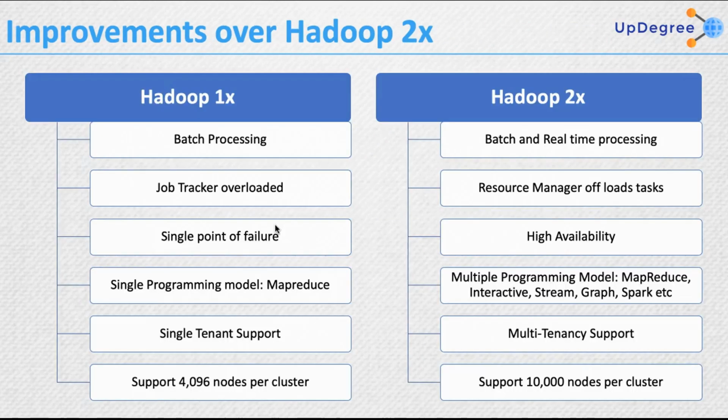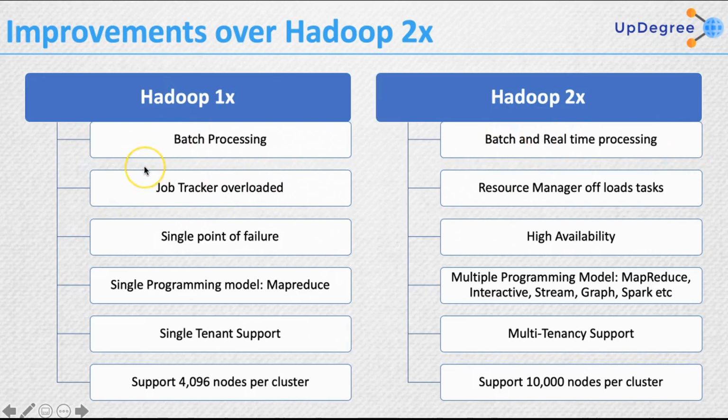Now let's take a look at the improvements in 2x. What improvements have happened from 1x to 2x? The 1x was more for batch processing, because MapReduce was completely embedded in 1x, and MapReduce is batch oriented processing. So there is no way that we can run any kind of streaming or real-time processing. But with Hadoop 2x, it became possible to do both batch and real-time processing.